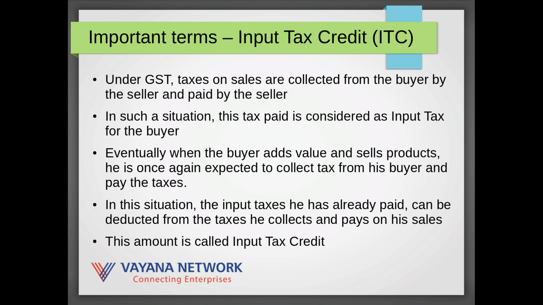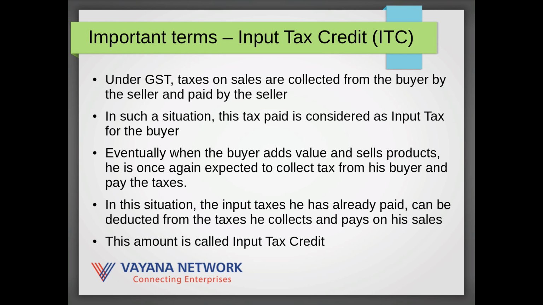In such a situation, the buyer has paid the taxes, and these are classified as input taxes for the buyer. Eventually, the buyer may add more value and resell the same products or modified products, and at that particular point in time, he may end up having to collect tax from his downstream buyer and then pay those taxes. At this particular point in time, the input taxes that he had already paid on his inputs can be deducted from the taxes he collects and pays on his sales, and this amount that is deducted is called input tax credit.